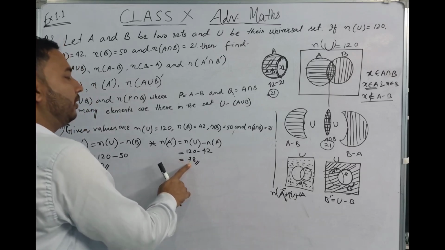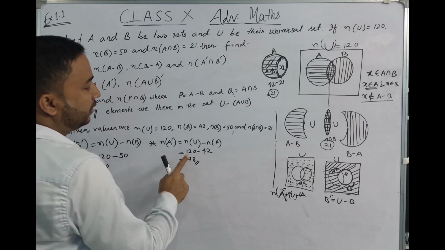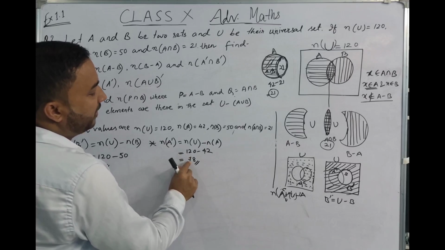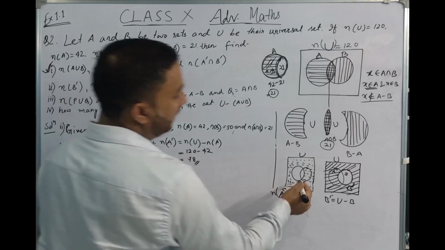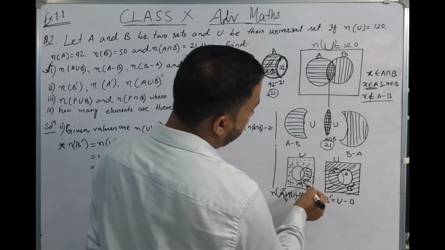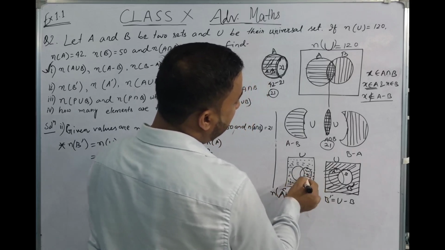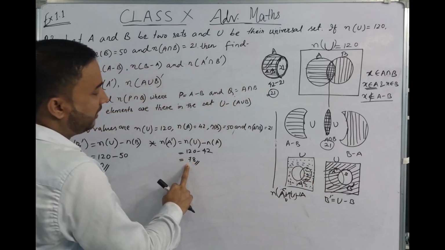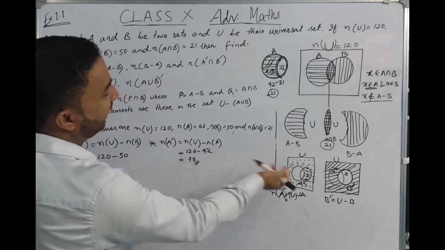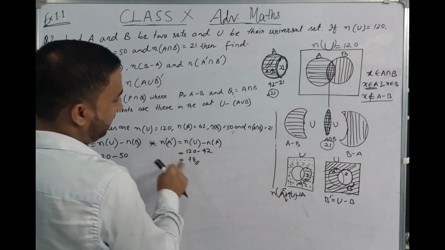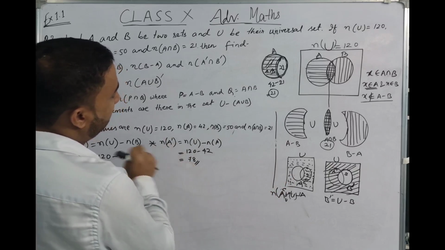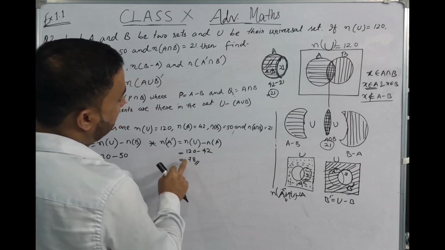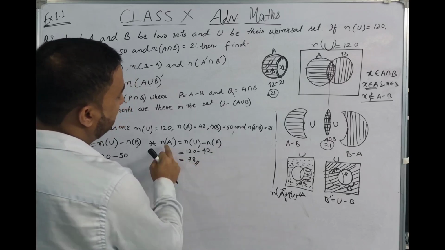These elements will be exclusive to U only, which are not in A. Some elements may be in B also, but they will not be in A. These 78 elements are in U, or they may be in other sets, but they will not be in A. These are the A complement elements, but these 78 elements will not be there in the set A.